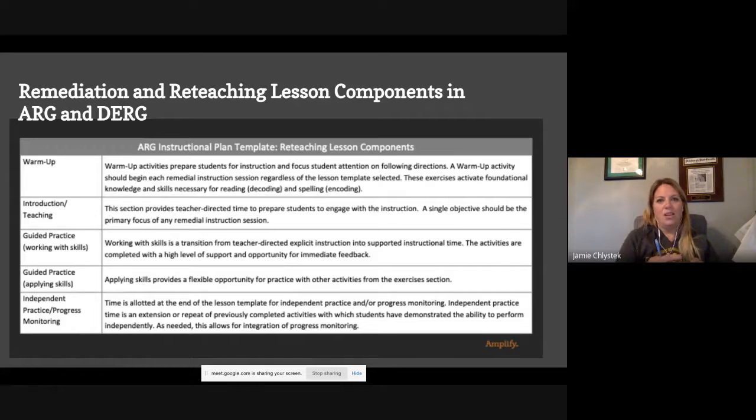This is, I think, a solid example of what we do in a typical instructional block in the class: warm up, introduce, practice, students practice, engage them in some sort of independent activity. That's the way the assessment remediation guides and the decoding guides are set up.